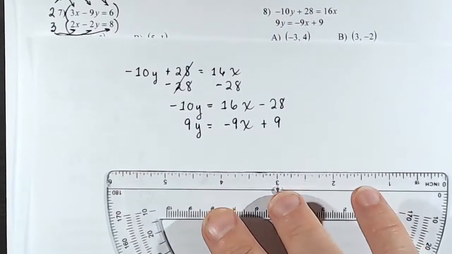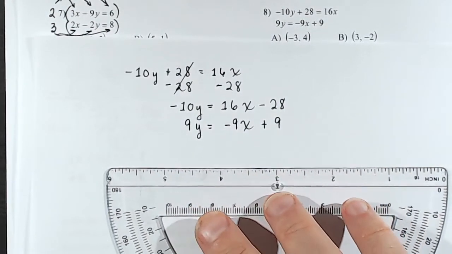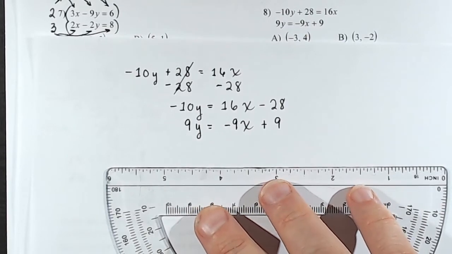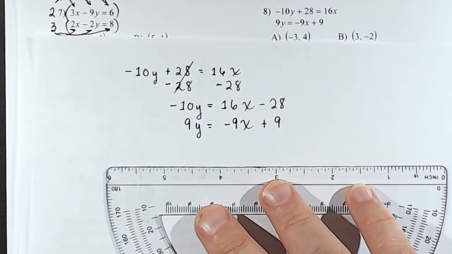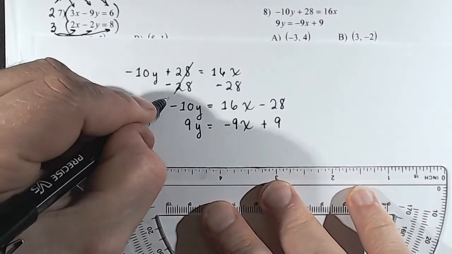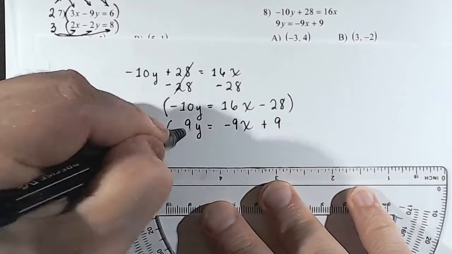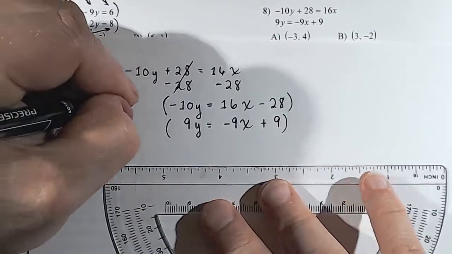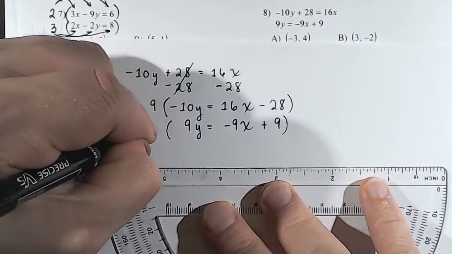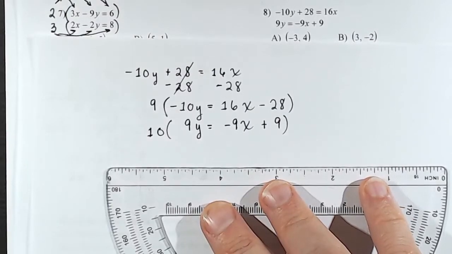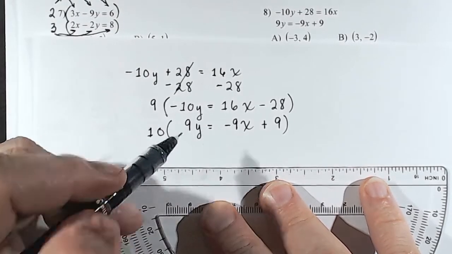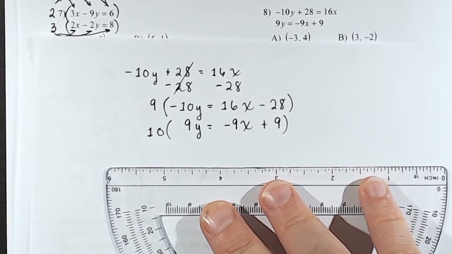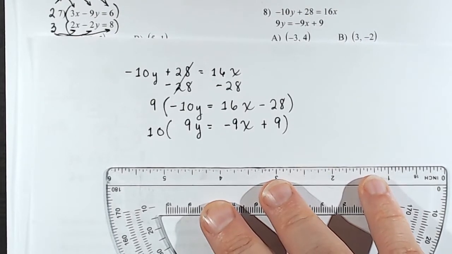Are we ready to draw our line, or do we need to do anything else? Well, I need to do something else because I don't have any equivalent coefficients. So what we could do is multiply the top equation by 9 and the bottom equation by 10. That would turn these two numbers into 90s. This would be negative 90, this would be positive 90. And we could eliminate the y variable by addition.